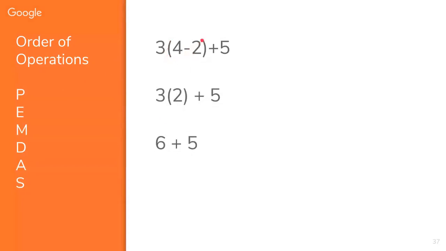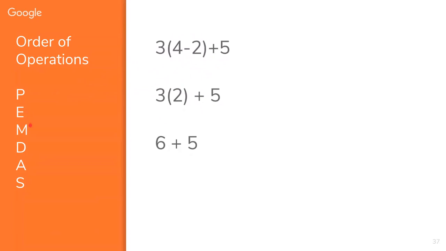Here we have parentheses. We have multiply, subtract, and adding. What do we always do first? P. P stands for parentheses. So everything in the parentheses we must do first. So 4 minus 2 will be 2. Now we have 3 times 2 and add 5. Do we multiply first or do we add first?